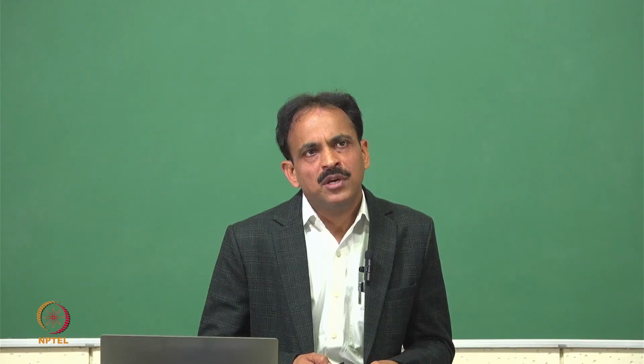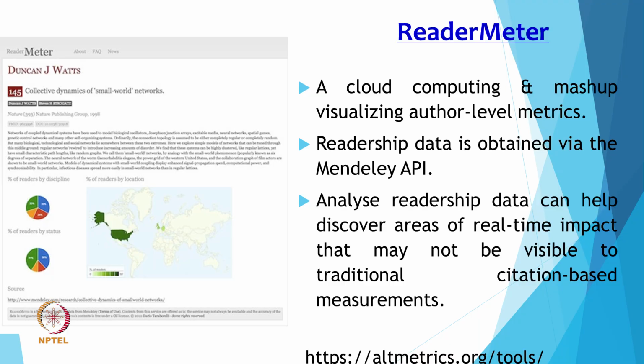Next one is Reader Meter. Reader Meter is a cloud computing and massive visualization author level metric, and it is based on the consumption of scientific content by a large population of readers. Readership data is obtained by a Mendeley API, and analyzing readership data can help discover areas of real-time impact that may not be visible to traditional citation-based metrics or measurements.